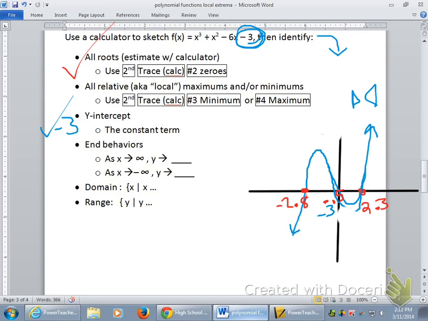So what we're going to do is we're going to use these buttons. So again, we're at second trace. We're going to find min and max. So let me use this color here. So my local maximum is going to be this point right here. So I'm looking for a point. So go ahead and, we'll turn it back.